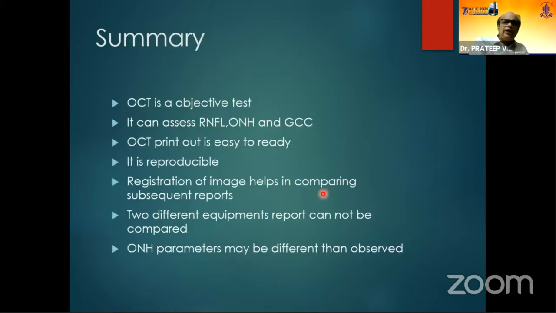So in summary, the OCT is a good objective test. It can assess the RNFL, ONH, and the GCC. OCT printout is easy to read. It is reproducible. Registration of the image helps in comparing the subsequent report. Two different equipment reports can be compared, and ONH parameter may be different than the observed.